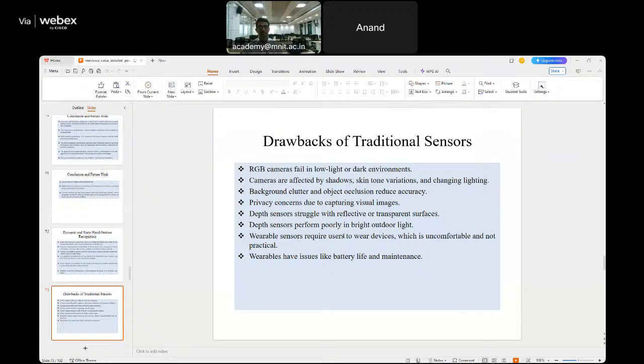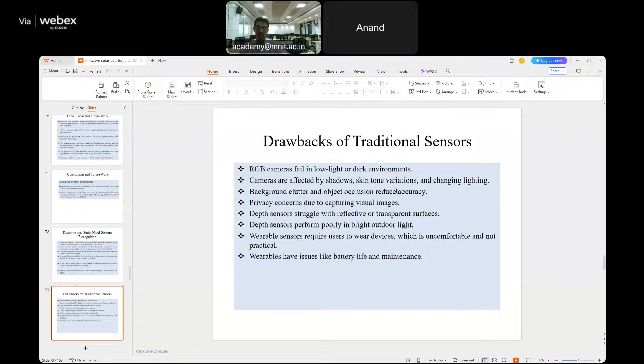Privacy concerns, as we have already seen, due to capturing visual images. Depth sensors struggle with reflective or transparent surfaces. Depth sensors perform poorly in bright outdoor light, right? Depth sensors are where you are able to know at what level it is there. Wearable sensors require users to wear devices, which is uncomfortable and not practical. Wearables have issues like battery life and maintenance.